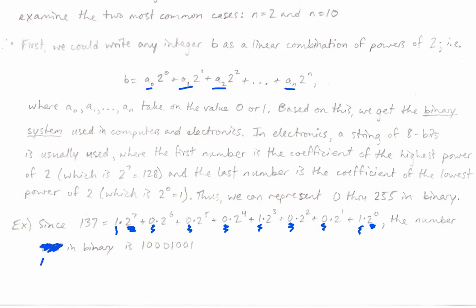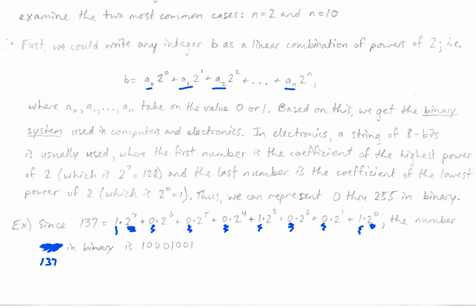So, because my coefficients went 1, 0, 0, 0, 1, 0, 0, 1, 137 in binary is 1, 0, 0, 0, 1, 0, 0, 1. And we can do this with any number between 0 and 255.